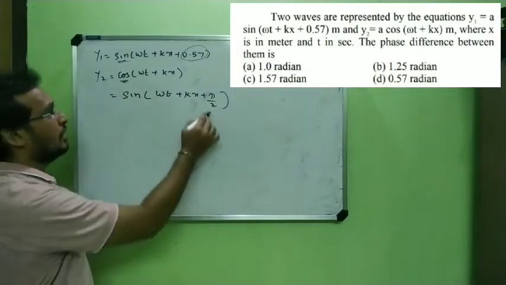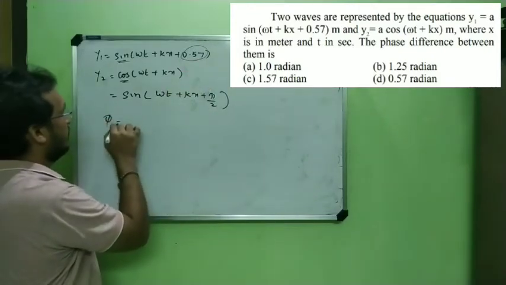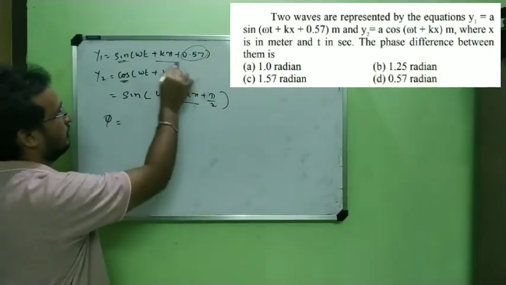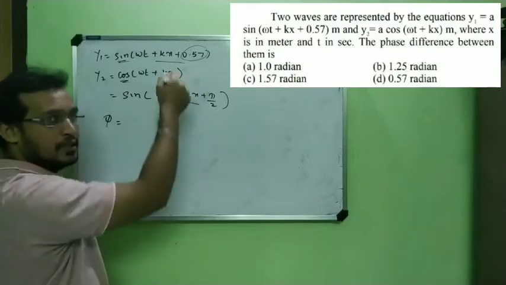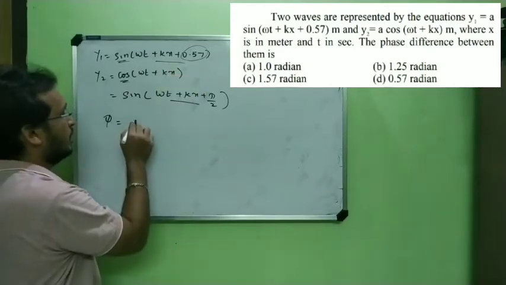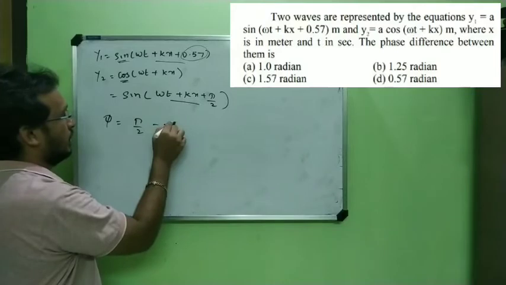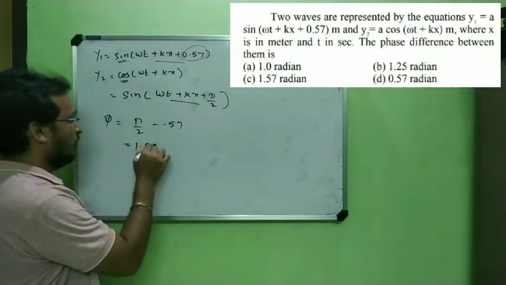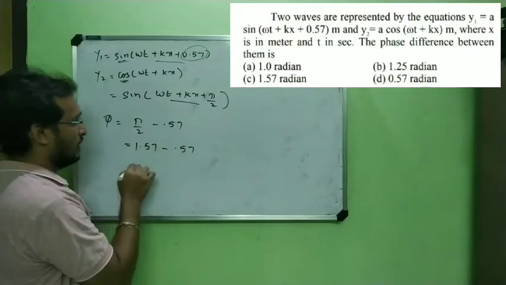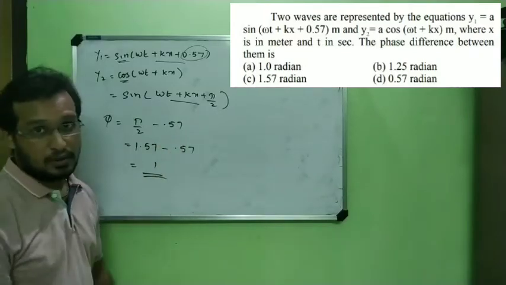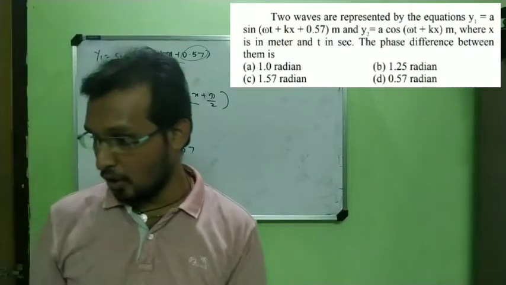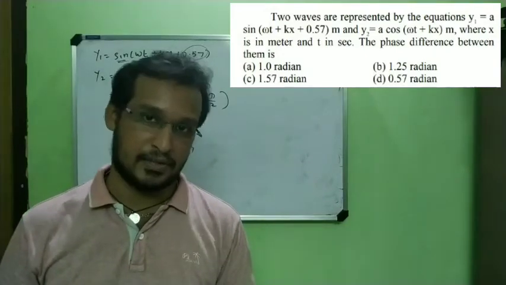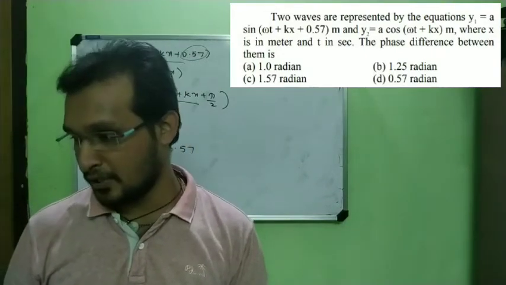Now tell me, what is the phase difference? You just subtract both angles. That's the phase difference. You will get π/2 minus 0.57. What is π/2? It is 1.57. 1.57 minus 0.57 is equal to 1. That is the answer, 1 radian. Option A is the correct answer. Okay. Next question.